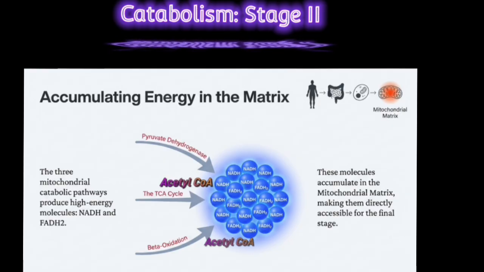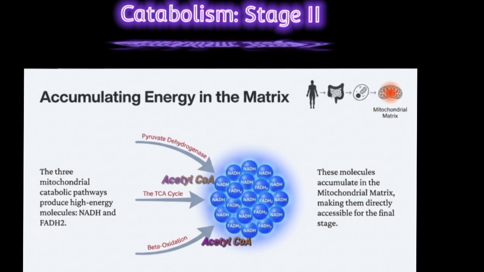Enter the carriers. The source highlights NADH and FADH2. Right. These are the electron carriers. Think of them as buckets. The TCA cycle and beta-oxidation are just filling these buckets with high-energy electrons. NAD+ becomes NADH, FAD becomes FADH2.